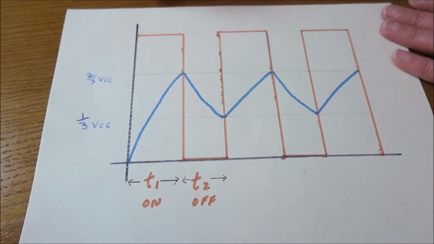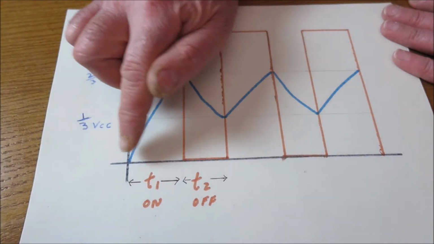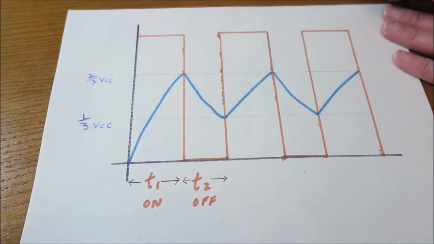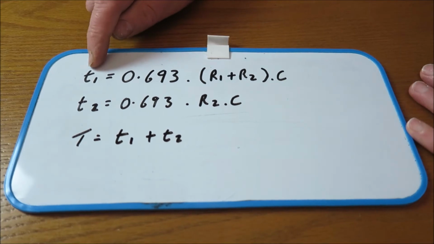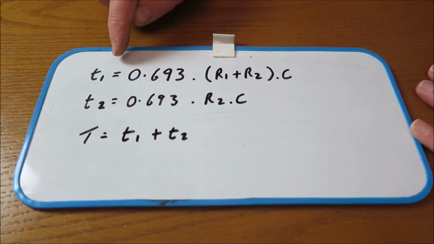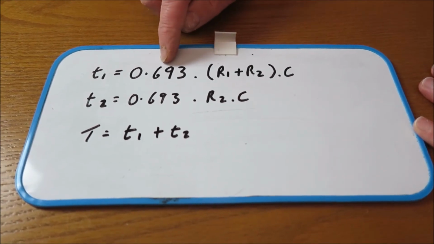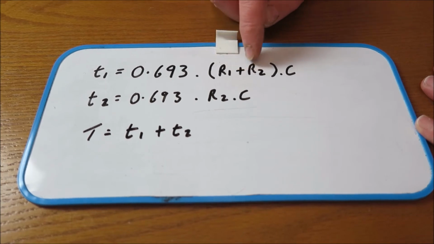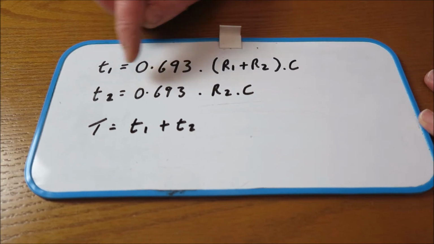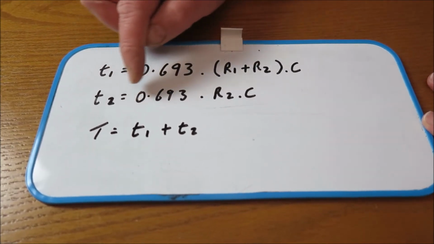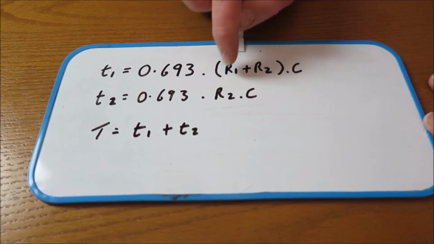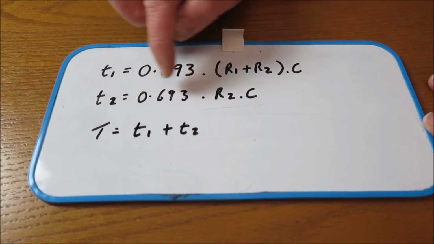And I'll show you in just a second how we're able to work out values for T1 and T2, or how T1 and T2 are calculated. So here's T1, your on period. It's 0.693, which a lot of people will round up to 0.7, multiplied by R1 plus R2, multiplied by C. And then T2, once again 0.693, rounded up to 0.7, multiplied by R2 and C. R1 is now not in that part of the circuit, so the circuit is altered.